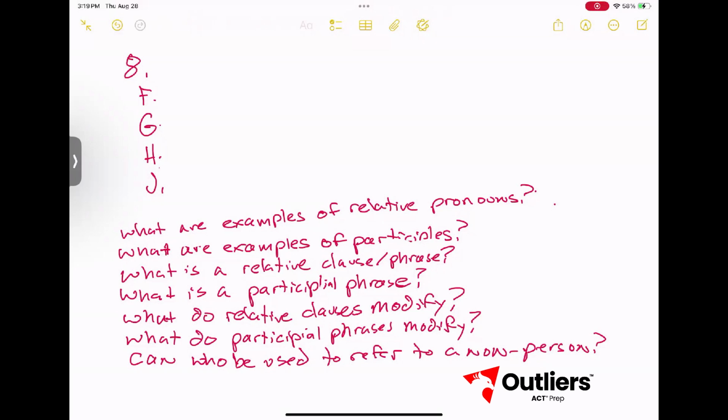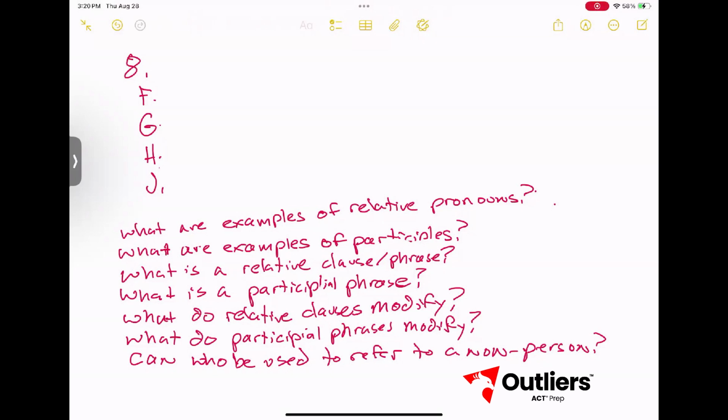What do participial phrases modify? They modify the subject of the clause that immediately precedes them. The subject of the clause that immediately precedes them. Can who be used to refer to a non-person? The answer is no. Who is reserved to refer to people. All right, there are exceptions to every rule, but that is the rule. Answer question number 8 with those in mind.